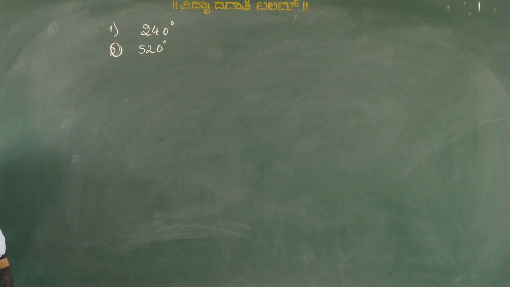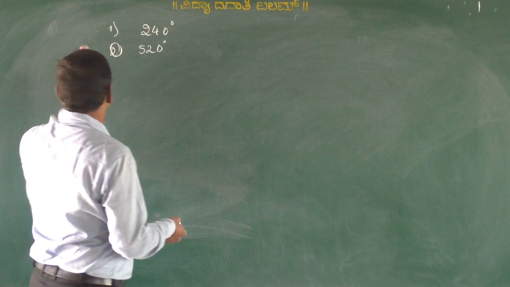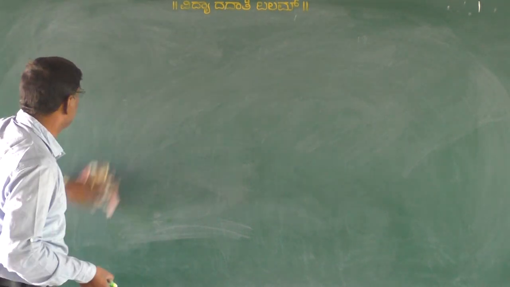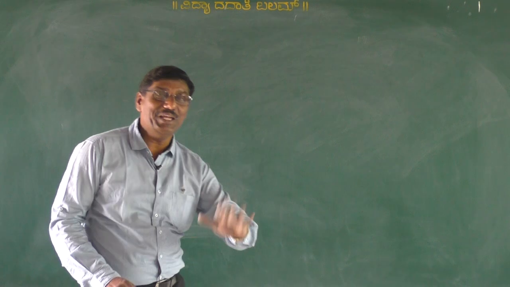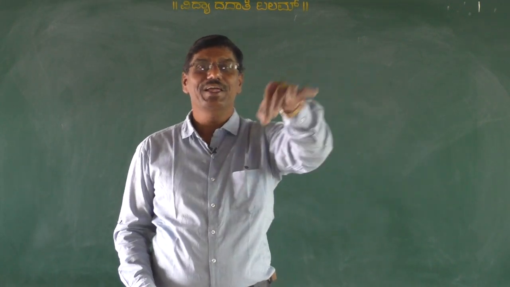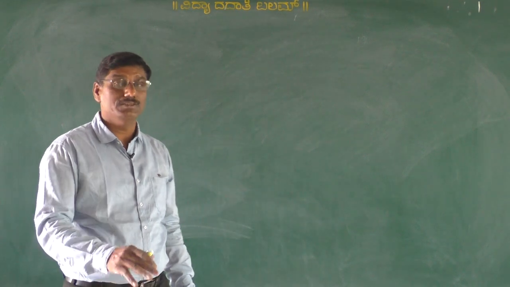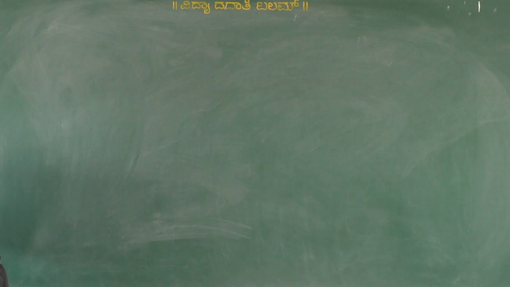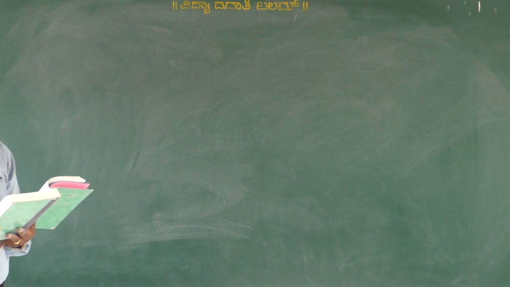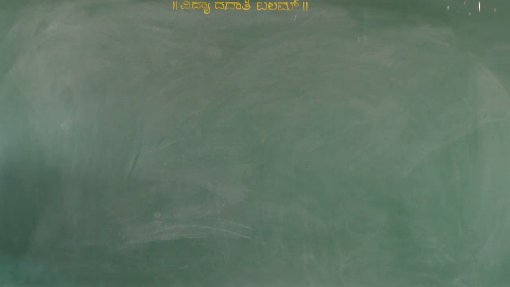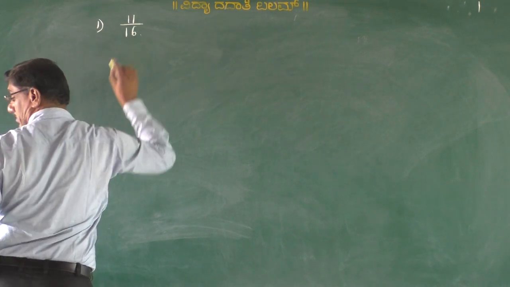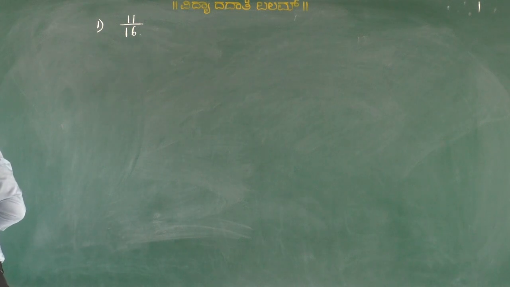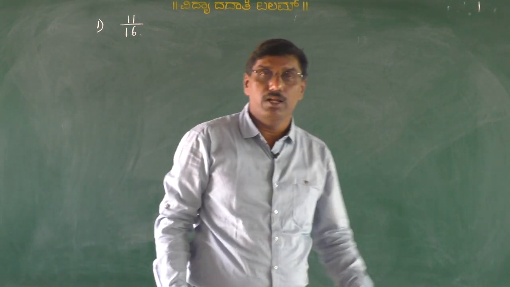Yes. Next, second phase, we have to use the conversion of radians into degree, my dear students. Conversion of radians into degree. How to write it in degrees when radians are given? That is what we have to do now. See here, find the degree measures corresponding to the following radian measures. That is the first one, 11 by 16, my dear students.